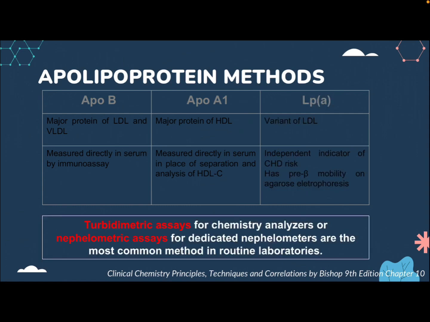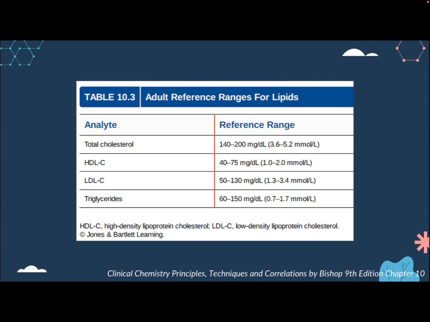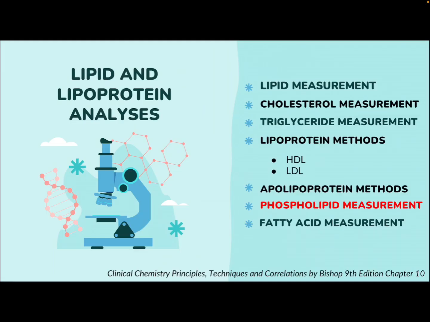The apolipoproteins are commonly measured by immunoassays of various types, with several commercial kit methods available. Most common in routine laboratories are turbidimetric assays for chemistry analyzers or nephelometric assays for dedicated nephelometers. Table 10.3 lists the adult reference ranges for lipids: total cholesterol 140 to 200 milligrams per deciliter, HDL 40 to 75, LDL 50 to 130, and triglycerides 60 to 150.